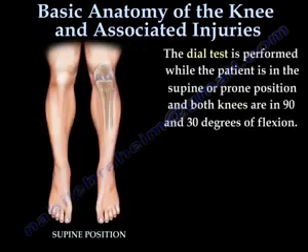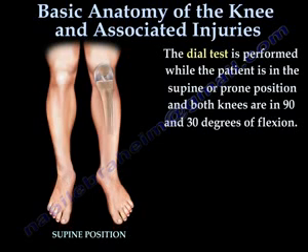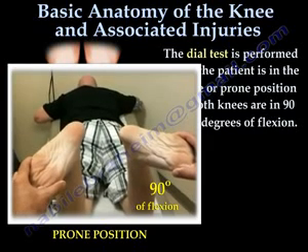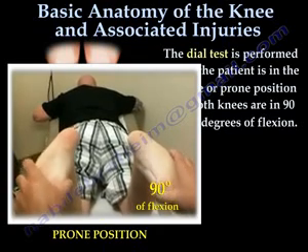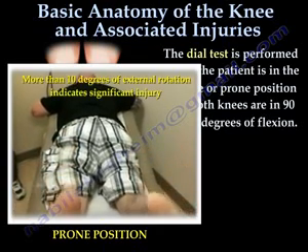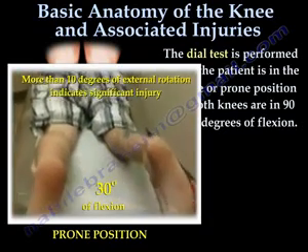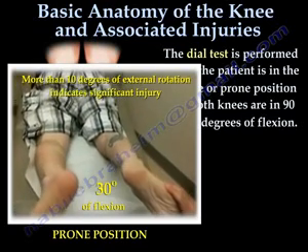The dial test is performed while the patient is in either the supine or prone position, and both knees are in 90 and 30 degrees of flexion. An external rotational force is then applied to both of the feet. The amount of external rotation to each lower extremity is then measured at both angles. Flexion at the 90-degree position will test the posterior cruciate ligament. More than 10 degrees difference between the normal and injured extremity indicates a significant injury. And finally, testing of the injured extremity in 30 degrees of flexion is done to determine injury to the posterolateral corner.